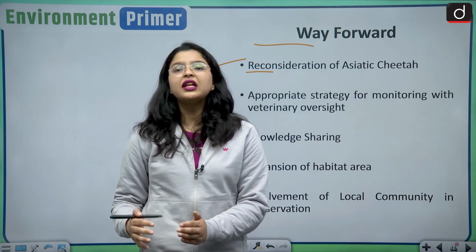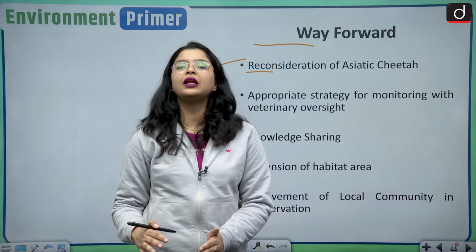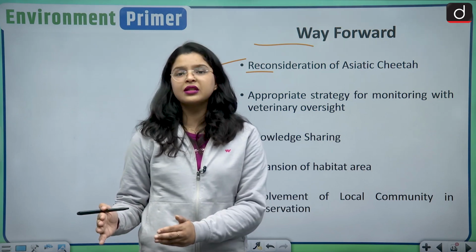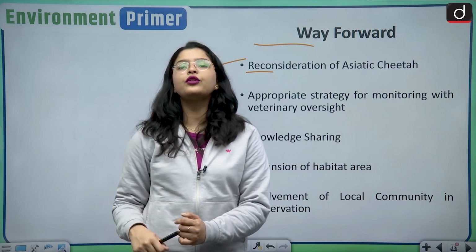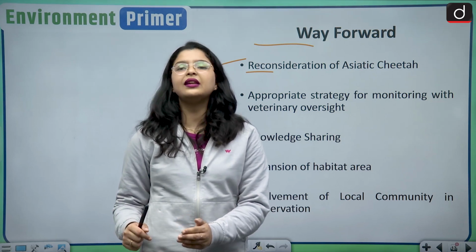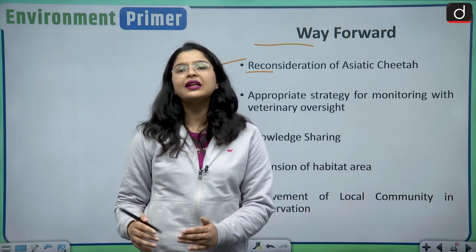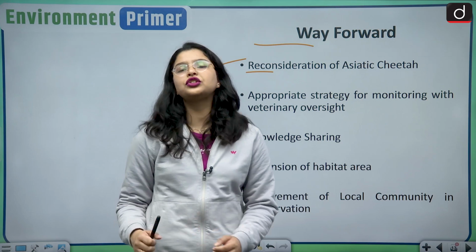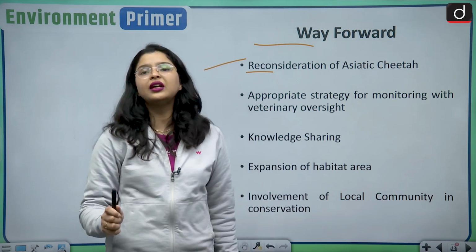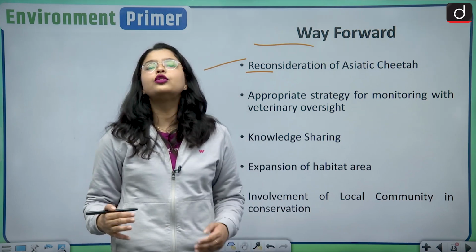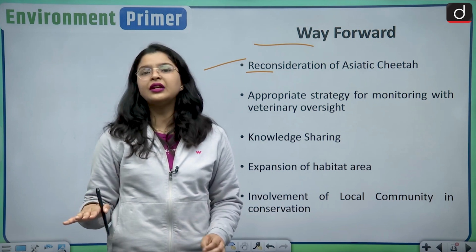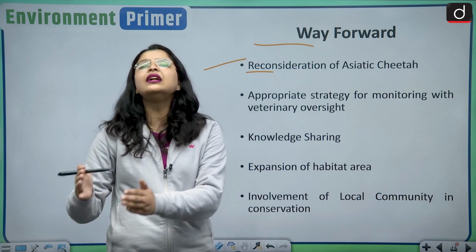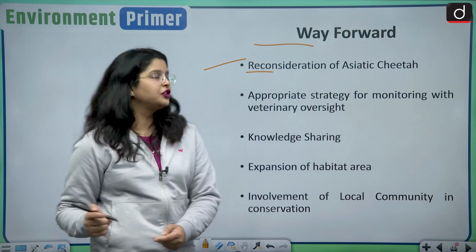Because Asiatic cheetahs are more suitable to the Indian environment. They used to exist in the Indian environment before they finally became extinct in the year 1952. So they are saying to reconsider the cloning of Asiatic cheetahs rather than trying to breed a completely different species from a completely different ecosystem and weather conditions.